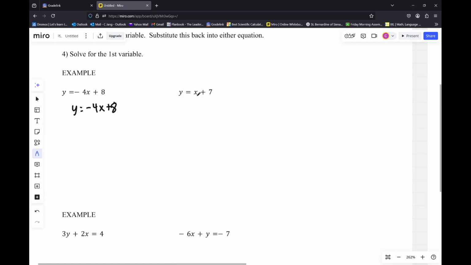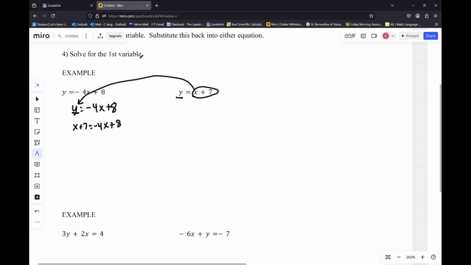Notice that here it says y is equal to x plus 7, right? This y is the same as this y. These two y's are the same. So I'm going to take what this y represents, which is x plus 7, and I'm going to replace it into here, right? I'm going to substitute that value, and that's where the name comes from. Substitute that value into here, right? So notice I get x plus 7 is equal to negative 4x plus 8. And this is what we want, okay?